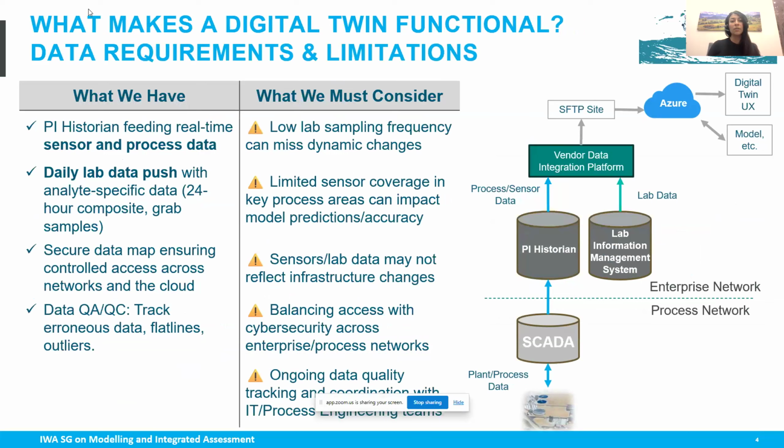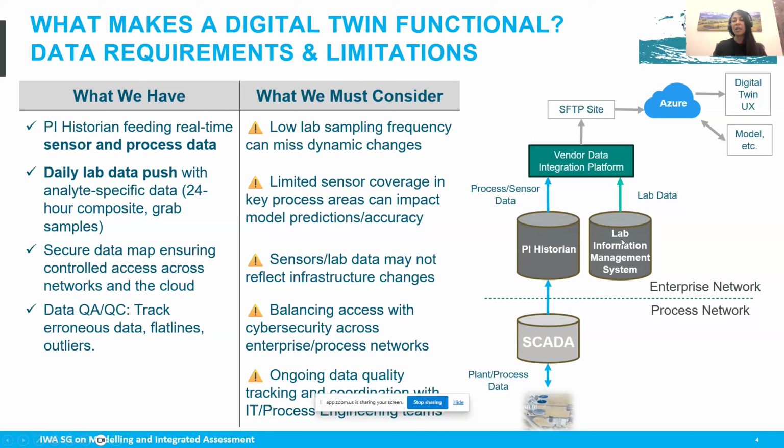So what makes a digital twin functional? Some of the data requirements and limitations that we work through. You can see here on the right-hand side a very general overview of the architecture from the facility. We have the plant process data: sensors, pump flows, flow meters. All the data is fed into our SCADA system, which is located in the process network.